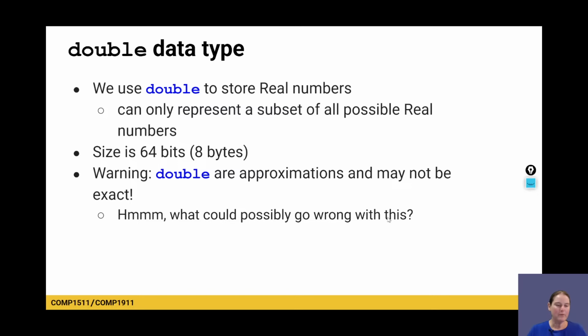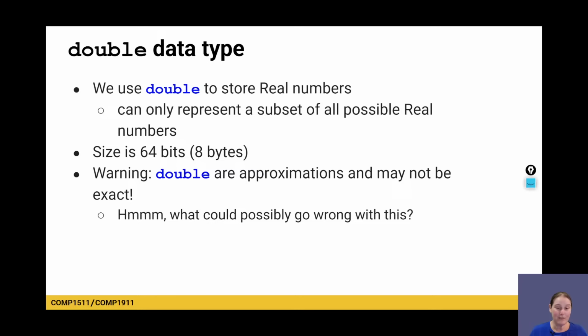A little bit more about double before we get into some coding. Double stores real numbers, but it can only represent a subset of all the possible real numbers. So no matter how many bytes we used, it would only ever be able to represent a subset. Because, for example, between 0 and 1, there's an infinite number of real numbers. And between 0 and 0.1, there's an infinite number of real numbers. So there's no way to store all possible real numbers. So a lot of the time, we end up storing approximations that might not be exact.